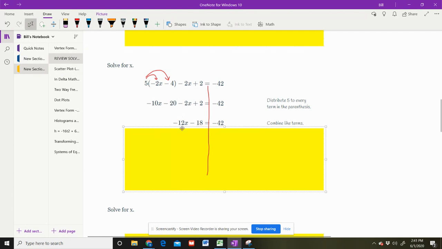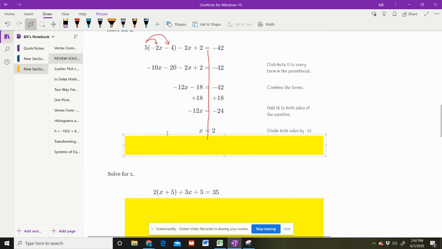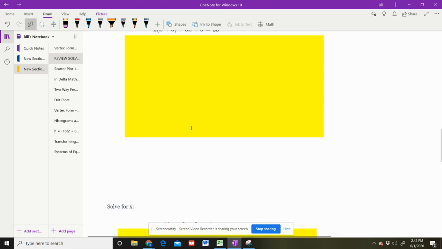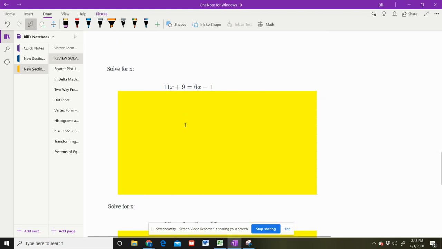So now we want to get this negative 12x term by itself. We're going to do the opposite operation for this negative 18, so we're going to add 18 to both sides. We end up with negative 12x equal to negative 24. We want to get this x all by itself, so we're going to divide by negative 12 to get our answer, x equal to positive 2. I want you guys to try this one on your own in Edpuzzle as well. And then we'll do our last group here.